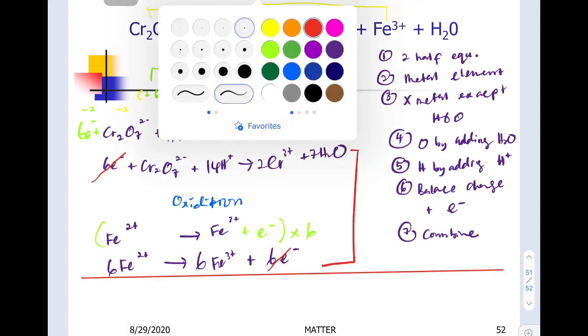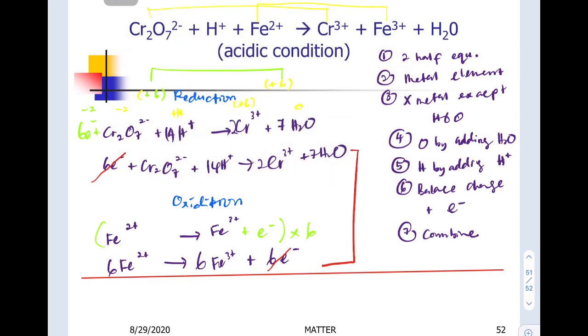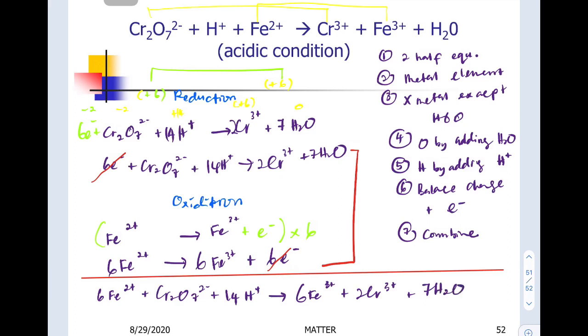So our overall equation will be 6 Fe2 plus plus Cr2O7 2 minus plus 14H plus turns to 6 Fe3 plus plus 2Cr3 plus plus 7H2O. To recheck, make sure that there is no substance that is present on both sides of the equation. Otherwise, we have to cancel them.